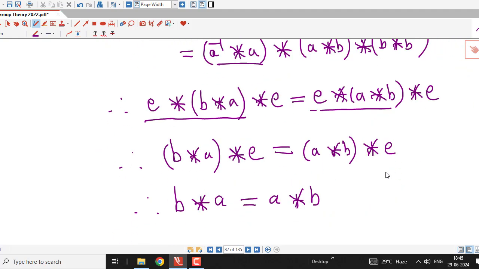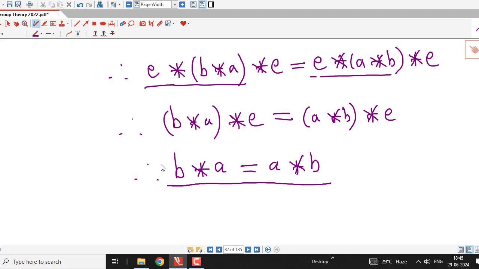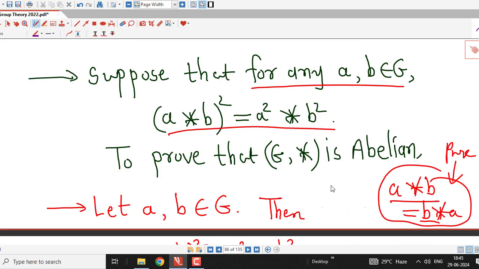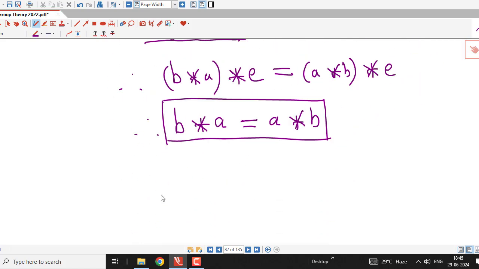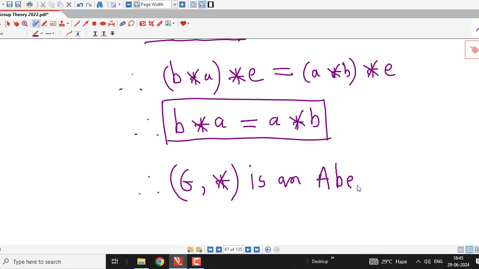So we have proved that A star B equals B star A, and this A and B are arbitrary elements of the given group G. Therefore G is an abelian group. So therefore G with star is an abelian group.